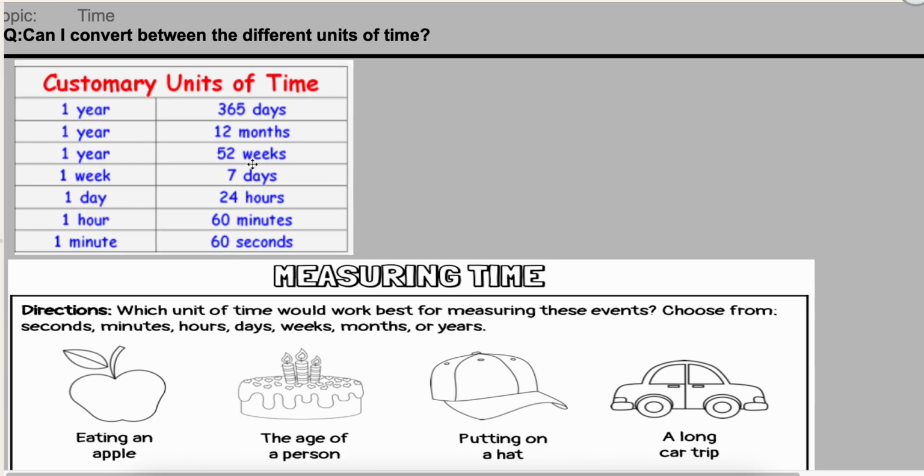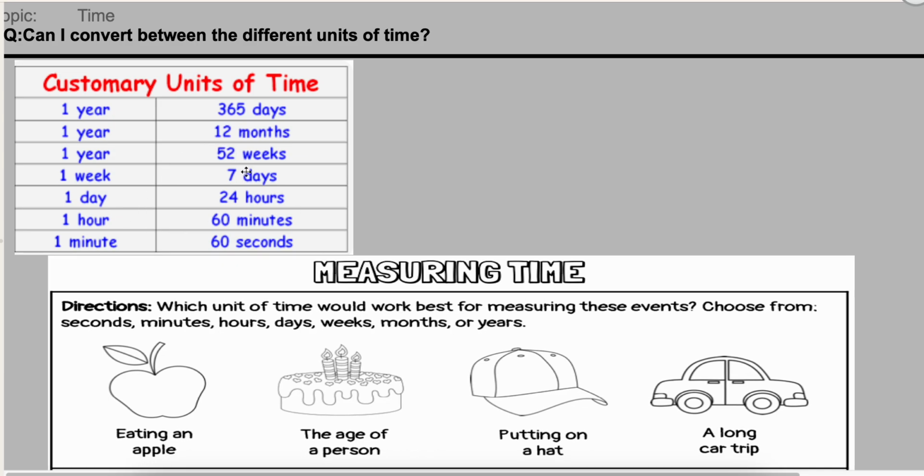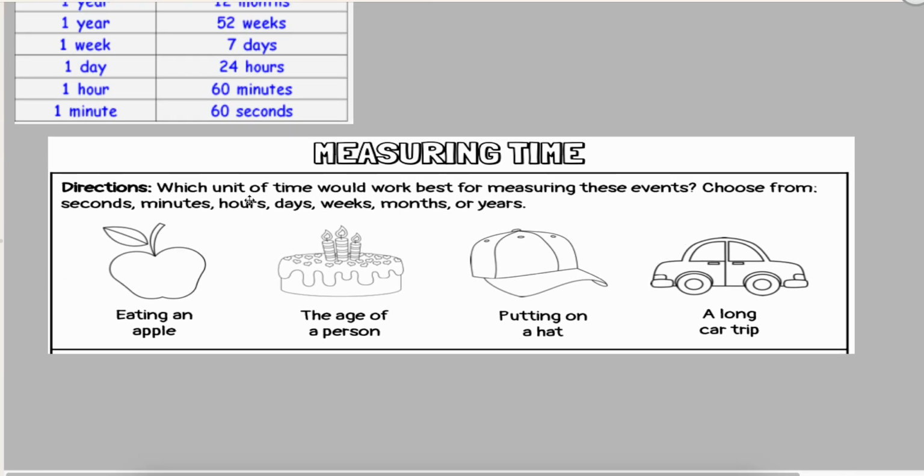The first thing I would like you to do on your notes is, using the units of time, pause your video and write down: if I was going to eat an apple, am I going to measure that in seconds, minutes, hours, days, weeks, months, or years? Same thing with the age of a person. How do we measure that? The amount of time it takes to put on a hat, and the amount of time it would take for a long car trip. Go ahead and pause your video and come back with your answers.